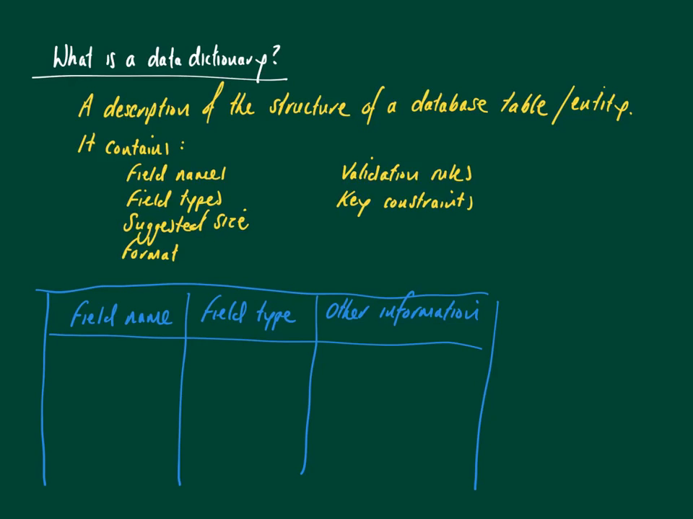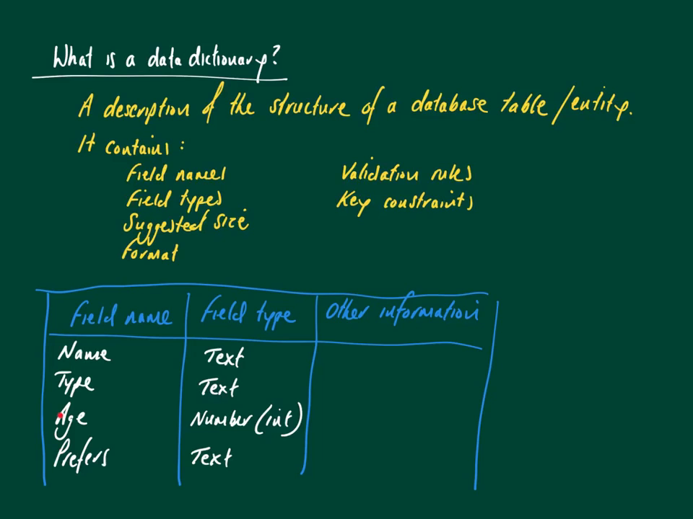And the way you structure your data dictionary, well, it depends on what you want to hold information about, but the most common way to design it is to have a list of the field names, their data types, and then other information that relates to that field. So let's fill this in for our pets database from the previous page. As you can see, we've got the 4 field names that we identified in the different cards on the previous page: name, type, age and prefers, and their associated data types. So text for 3 of them, and for age we've got an integer number.